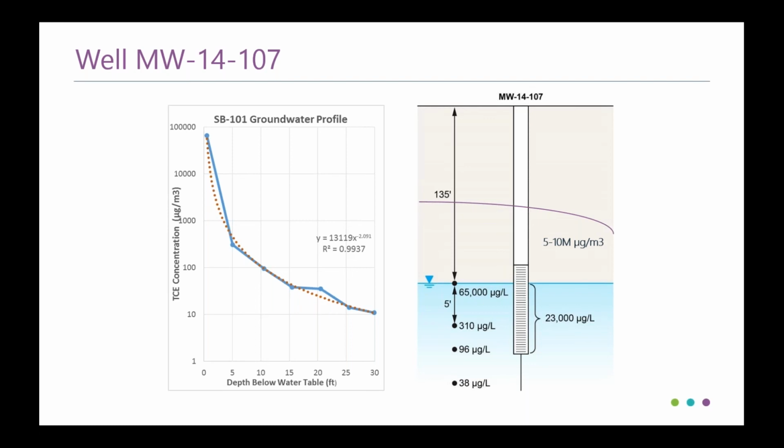They did the groundwater profiling, and the first set of numbers you see there, as they went through, they took a sample at the groundwater table. They were at 65,000 micrograms per liter. 5 feet later, that result was down to 310 micrograms per liter. And then by the time you get down to the bottom, which I believe is around 12 feet, down to 38 micrograms per liter.